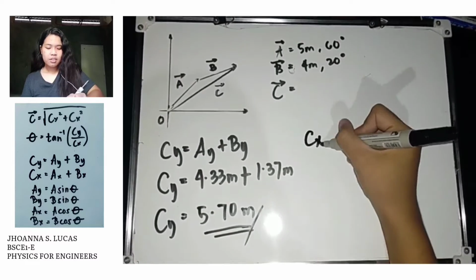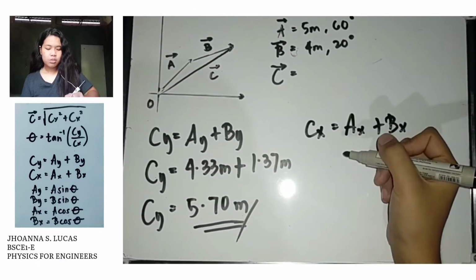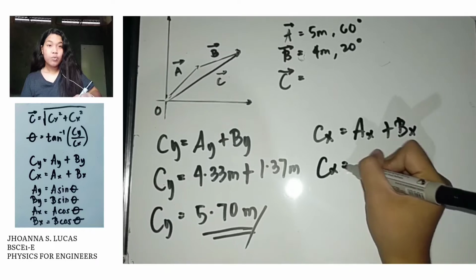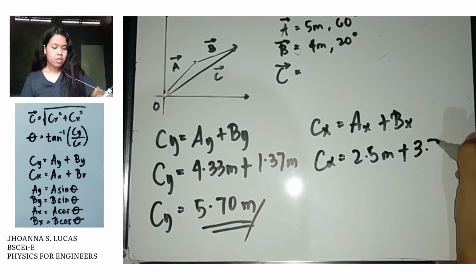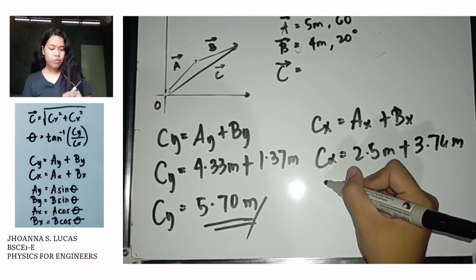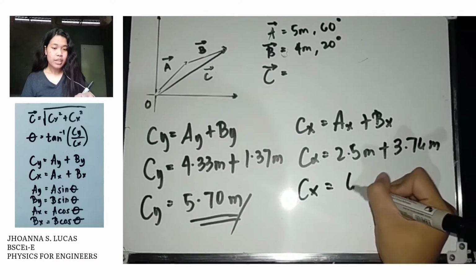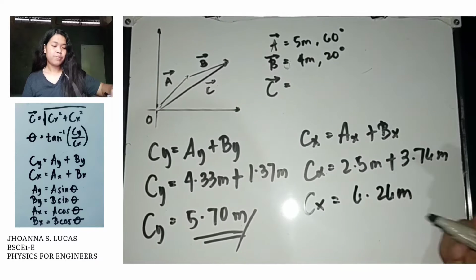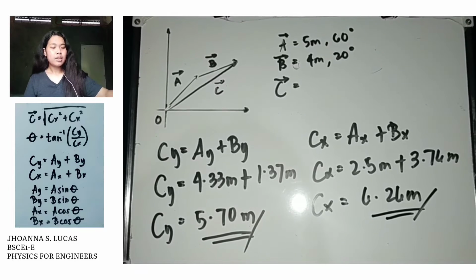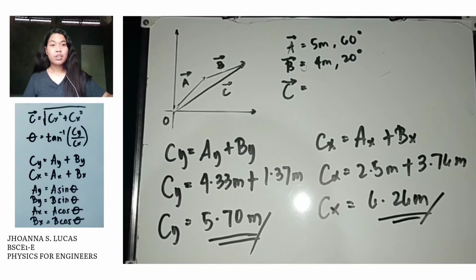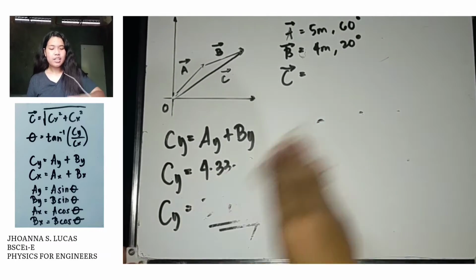And for our Cx, our equation there is Ax plus Bx. So let's substitute it. Our Ax is 2.5 meters plus our Bx, which is 3.76 meters. So 2.5 meters plus 3.76 meters is equal to 6.26 meters. So since we already know our Cy and Cx, we will use them to find our vector C, or our vector sum, and its angle. So let's erase it.